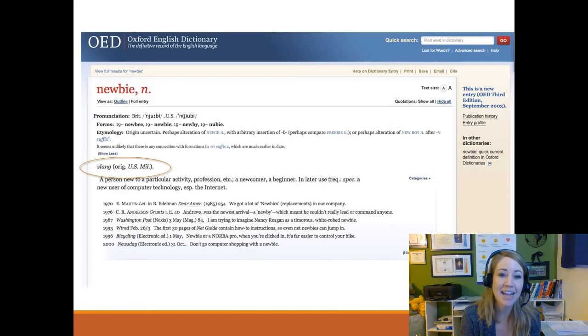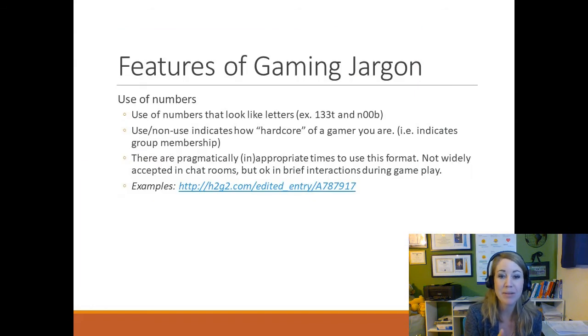So, noob is actually taken from a slang term that was generated by the US military, which was the term newbie. And newbie goes all the way back to the 1970s, as you can see in the Oxford Dictionary entry. And it really started out as just an army term that was later borrowed and shortened by the gaming industry.